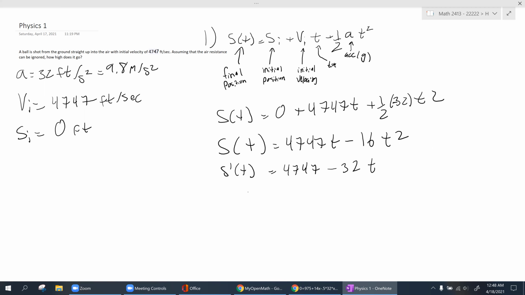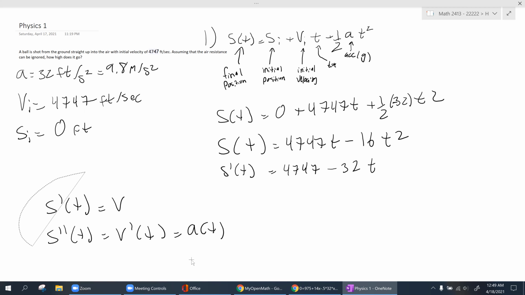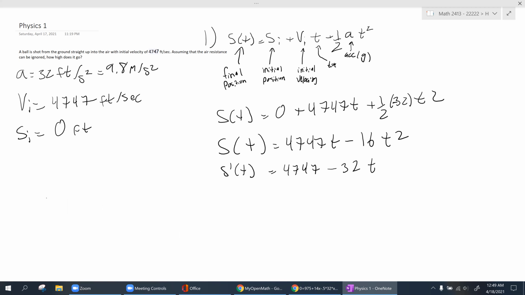One thing to remember is the derivative of s is just v. The second derivative of s is the first derivative of v, which is just acceleration. If you're dealing with acceleration, that means your position function was derived twice, which means your velocity function was derived just once. Very nice. So my velocity here is 47 minus 32t.